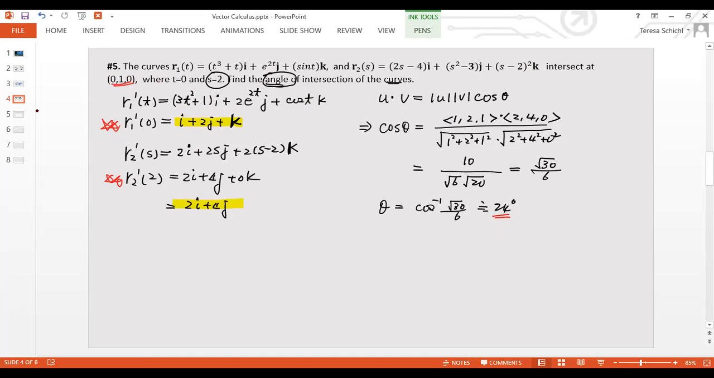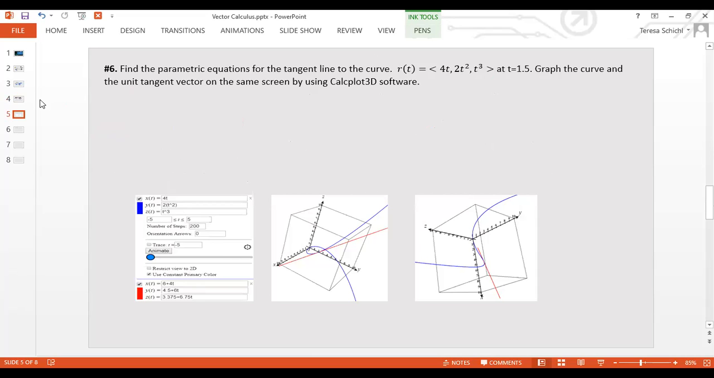Okay, so now let's take a look. The next problem is here. Let's say, find the parametric equation for the tangent line to the curve here. We already did this several times, so we know how to do that, right? Here they said graph the curve and find the unit tangent line on the same screen, like we're using the CalcPlot3D here. The main purpose for this one is just to show you what it looks like from the calculator, CalcPlot3D, so you can take a look at what we mean by the space curve and the tangent line.